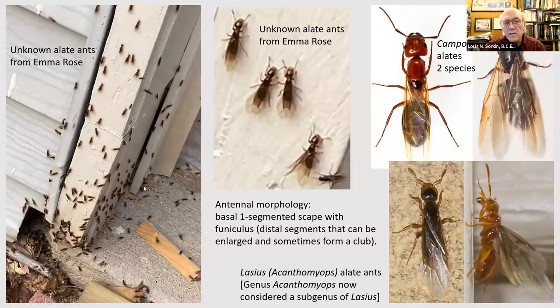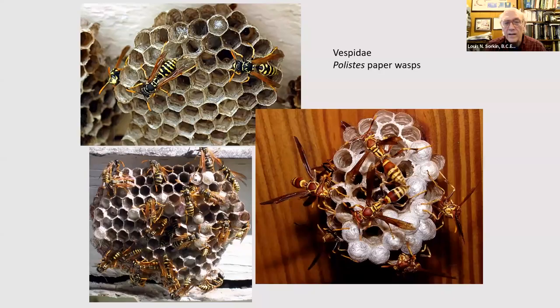Ants, these are different species of ants, just showing you alate ants, the reproductive stage having wings. And compared these to termite alates. These are vespid wasps. These are the Polistes paper wasp, different species.